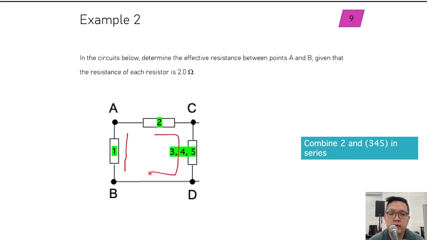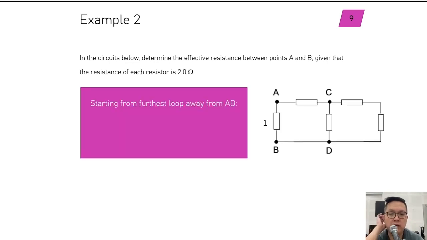Now we can combine 2 and the effective resistance of 3, 4, and 5 in series, and then we form one mega resistor here, 2, 3, 4, 5. Once you have that, you can combine in parallel, not series. I made a mistake here, so I should just rewrite this. I'll cancel this. I can't write parallel here, but I'm just going to do a double stroke so that you know that this is in parallel and not in series. Once we do that, we can look at how to do the calculation.